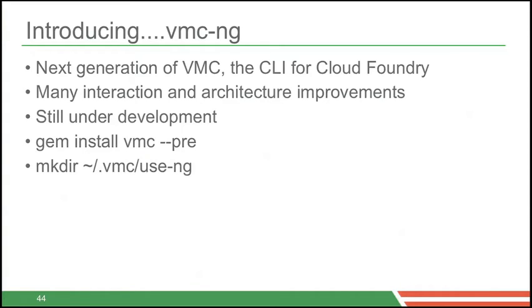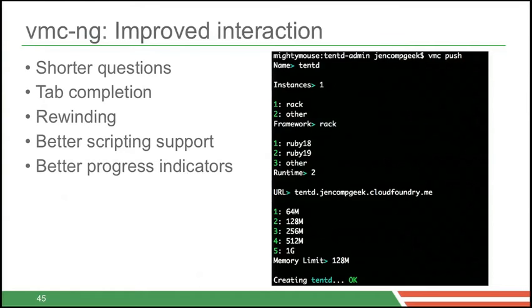VMC is just a gem. I don't think I actually mentioned that earlier. So to get the VMC command line client installed, it's just gem install vmc. If you add a --pre flag, you get our beta, which is VMC NG. And you do need one additional step to actually use NG. If you download the beta version and you don't make this fake directory or file, it will continue to have you use the current version as opposed to the cutting edge version. So if you're interested in getting cutting edge, you can evaluate. Let us know how you like it.